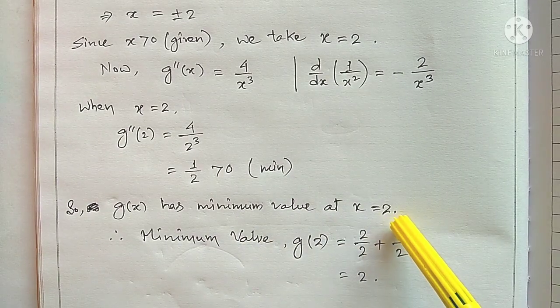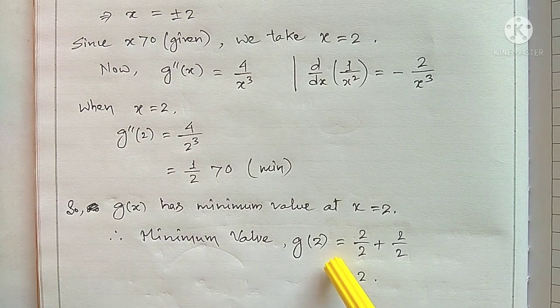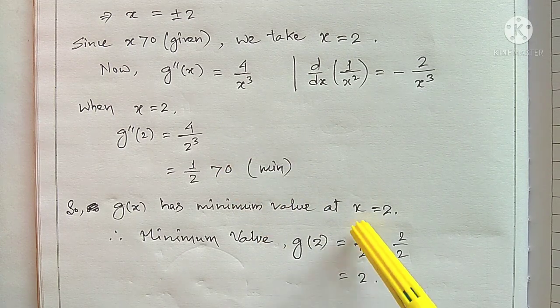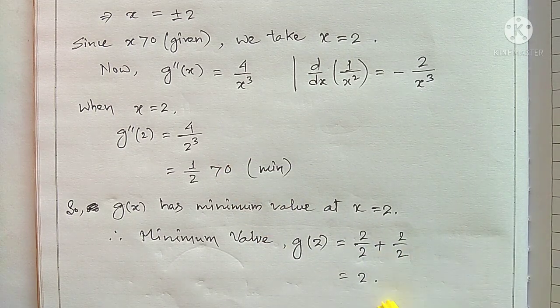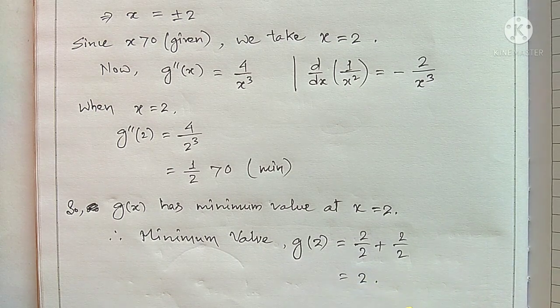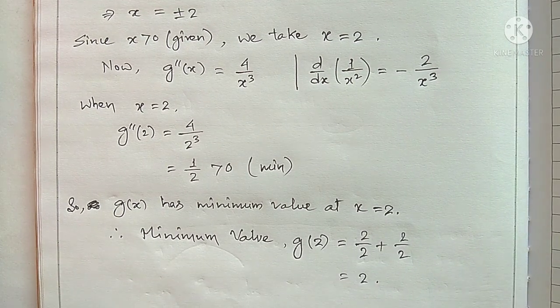And when we have to find the minimum value, the minimum value is g of 2, and the function here is x by 2 plus 2 by x. For that reason, in place of x, if we put 2, then we get 2 by 2 plus 2 by 2. Ultimately, the answer is what? 2. Is it clear? So this is the minimum value here. I hope all of you understood this one. Isn't it?